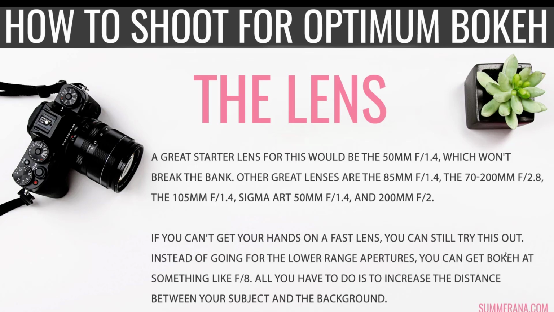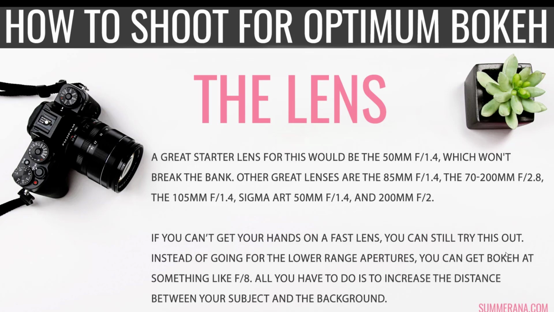Other great lenses are the 85mm 1.4, and the 70 to 200mm 2.8, where you get the best bokeh if you're shooting wide open and at 200mm for that lens. And also the 105mm and the Sigma Art 50mm, which I've heard great things about, and also the 200mm. This is a very expensive lens, but it definitely has beautiful, gorgeous bokeh.